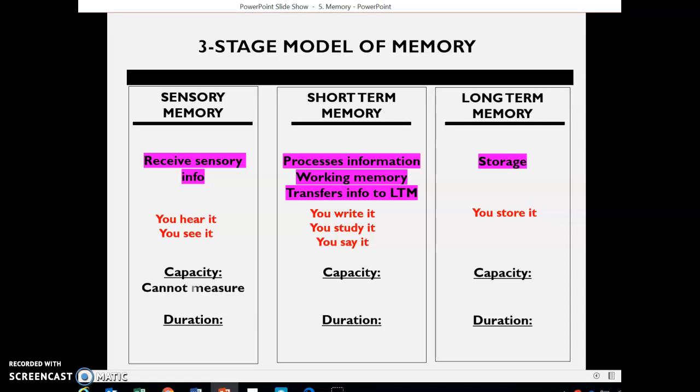All right, so now going back to capacity and duration, if you think about your sensory memory, you have all of your senses at work at all times. That is way too much information to process. And so we really can't count how many different hues of yellow that we see, or how many different sounds, you know, the fan, the computer, the people in the next room, etc. We can't measure. It's too much to take in.